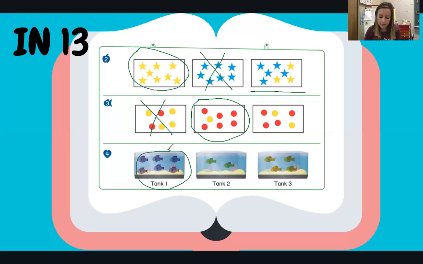The last thing you need to do is draw an X on the tank that has less fish than tank 3. Go ahead. You should have drawn an X on tank number 2. 2 is less than 4.